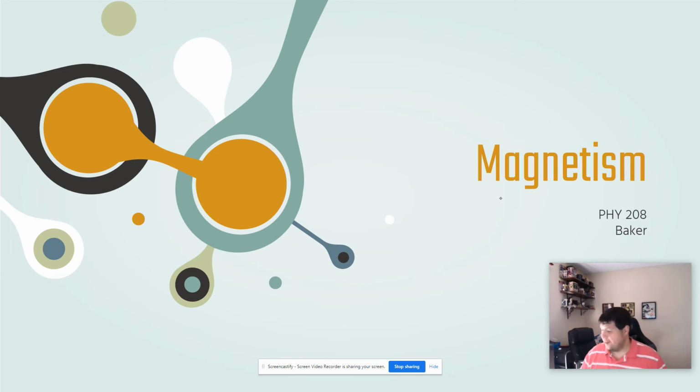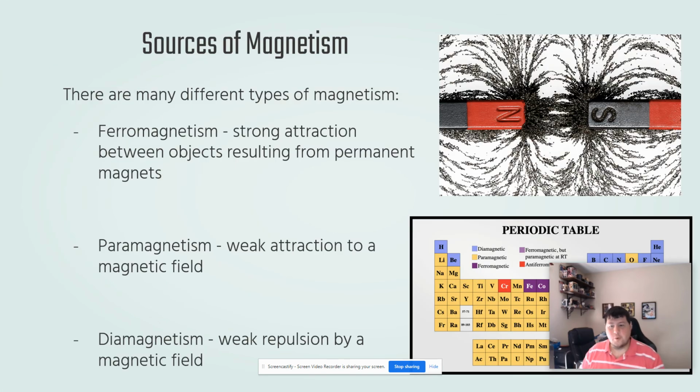Hello folks, today in this video we're going to talk about magnetism. We're going to take a look at different types of magnetism and where it comes from, as well as the way that magnetic fields and forces interact with particles. Let's get started. So you might have heard of different types of magnetism and where it comes from.